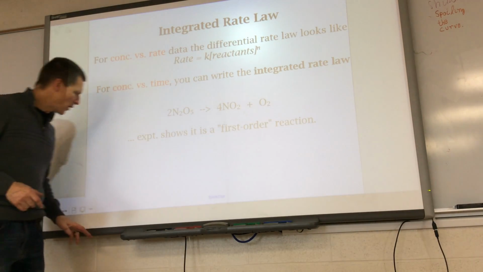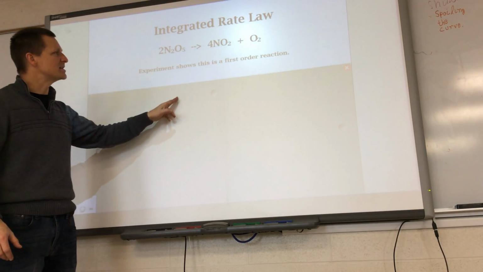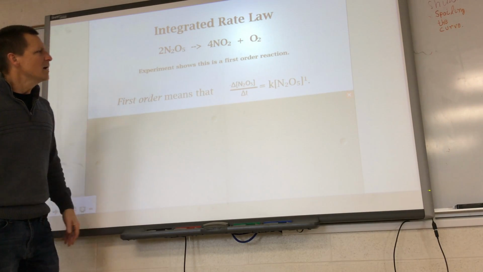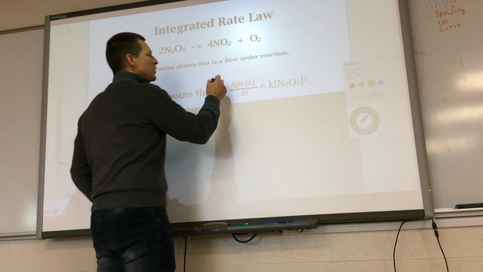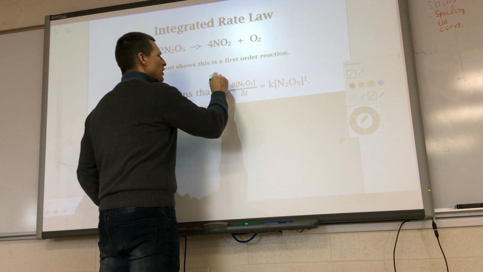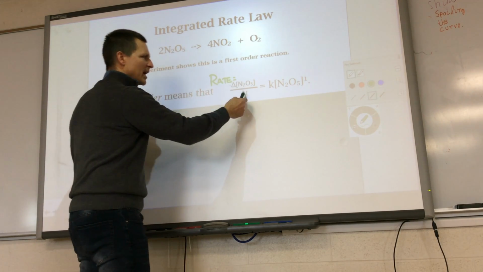Okay, now I'm going to go ahead to the next slide. Don't write this down, because that was what was on the last part of the previous slide. There's the chemical equation. It's a first order reaction. Now first order means this. The definition of rate is the change in the reactant concentration over time.